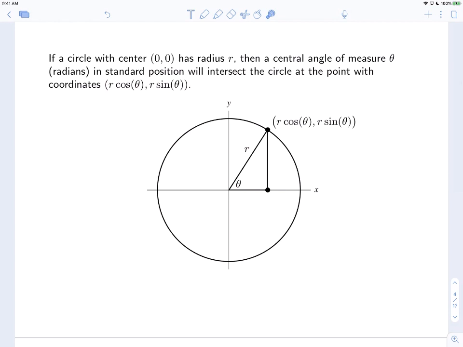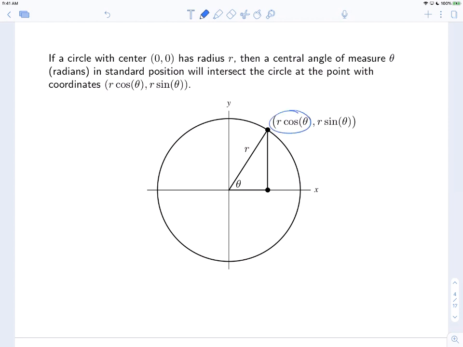If a circle with center at 0, 0 has radius r, which is not necessarily 1, then the central angle of measure theta, in terms of radians, in standard position, will intersect the circle at the point with coordinates r times cosine theta and r times sine of theta. So now we've just either stretched the circle or made it a little smaller. And when you do that, you make the radius bigger or smaller. And when that happens, the coordinates are either stretched or compressed.